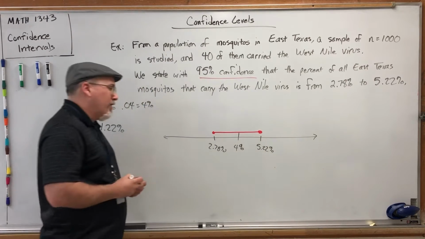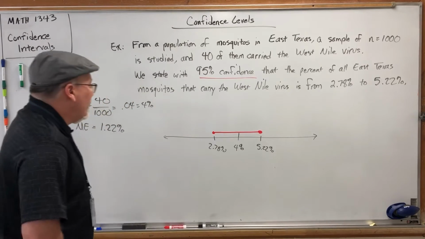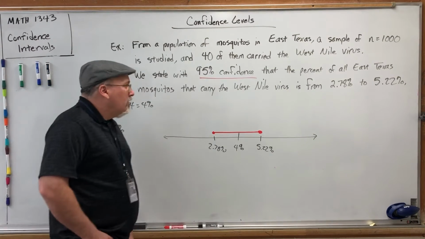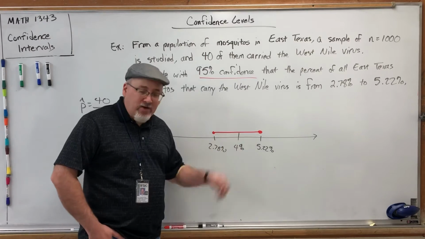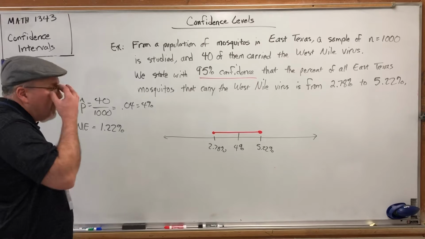that red bar kind of represents this interval, and it's centered at 4%. So we state with 95% confidence that the percent of all East Texas mosquitoes that carry the West Nile virus is somewhere between here and here. But what does that 95% actually mean? Well, here's what it means.